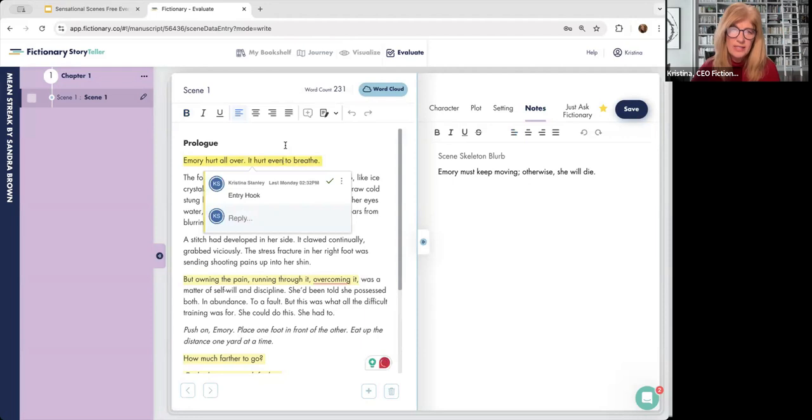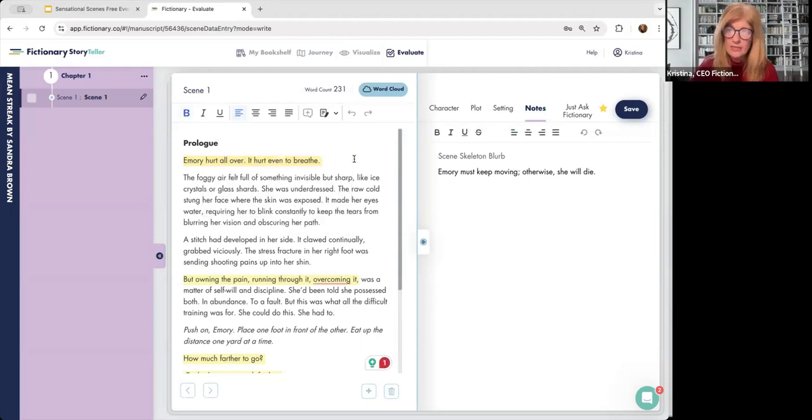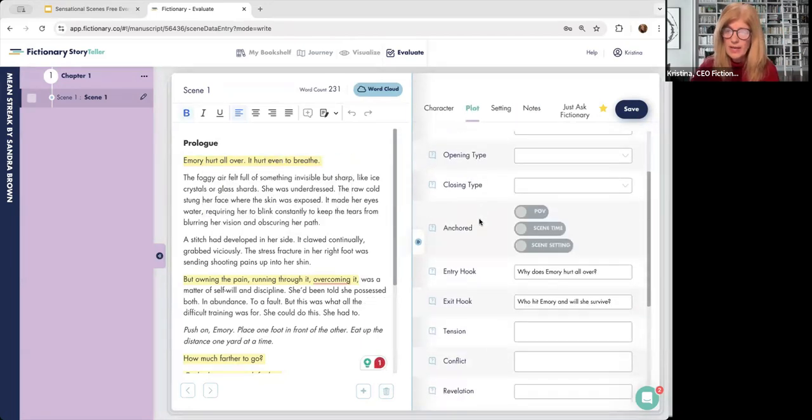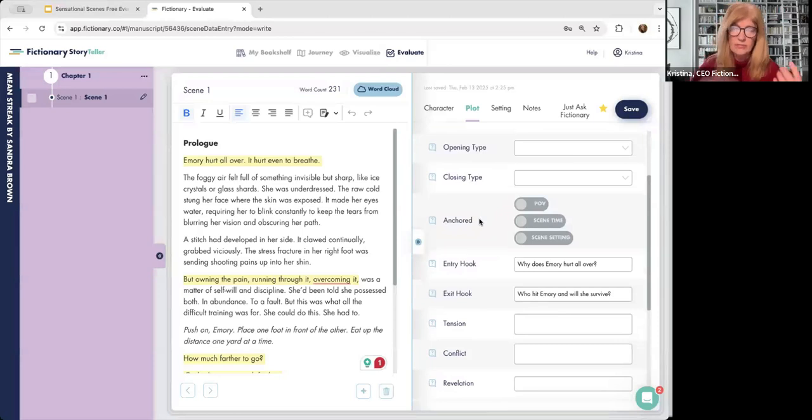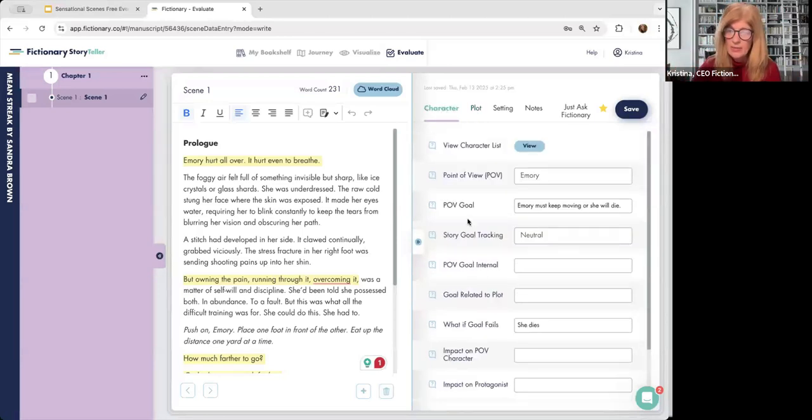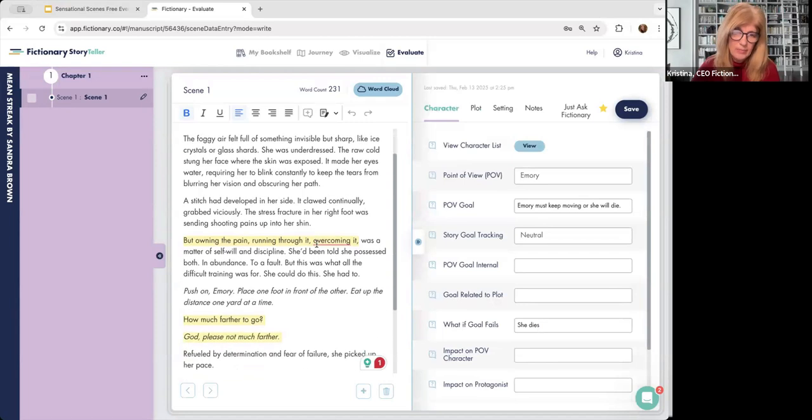So that's what this scene is about. And the entry hook is "Emery hurt all over, it even hurt to breathe." So that is, why does she hurt all over? That's the question we want to have answered. Then we look at the point of view goal, and here, by owning the pain, running through it, overcoming it. So here, Emery's goal is she's got to keep moving. She's out on this mountain. It's really cold. She's not dressed for it. She could seriously die of hypothermia. Her goal is like get up and keep moving or she's going to die.